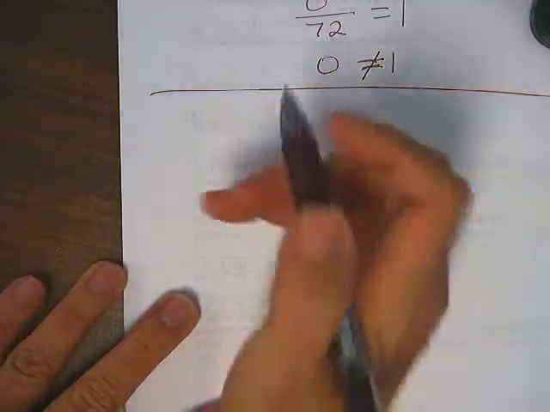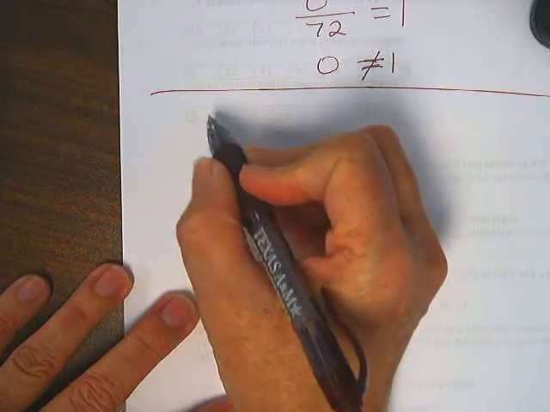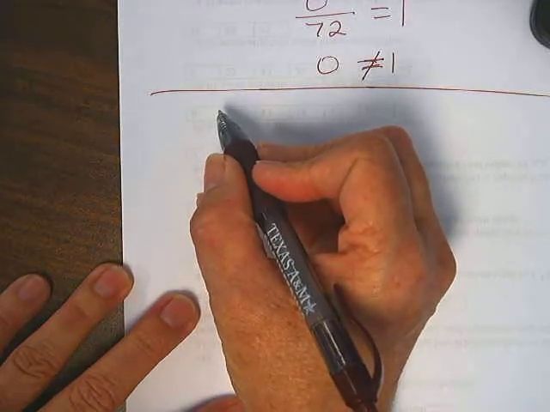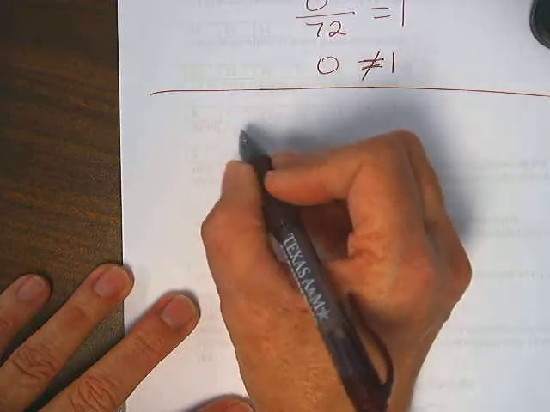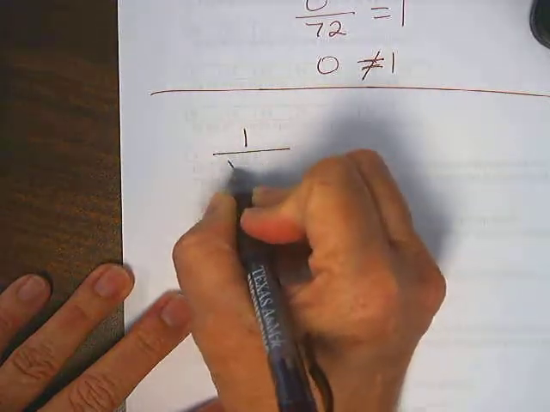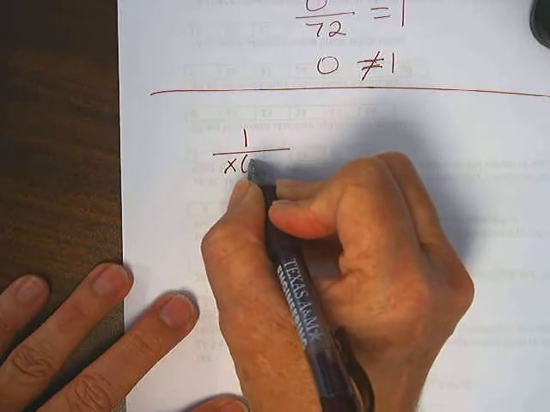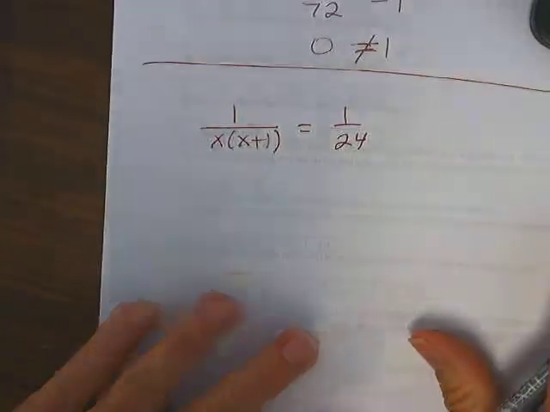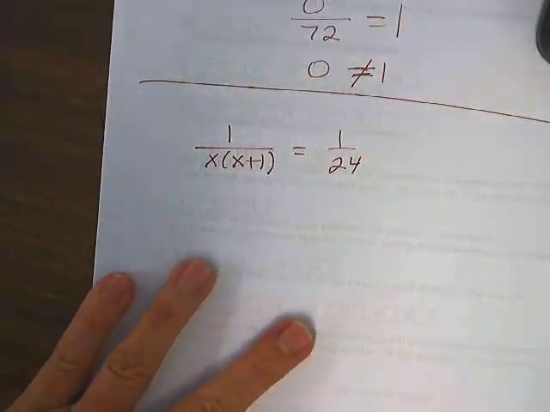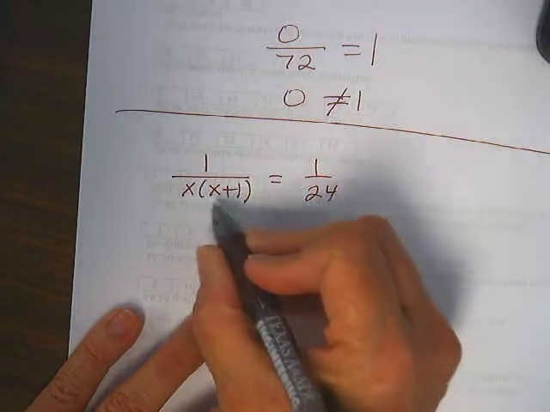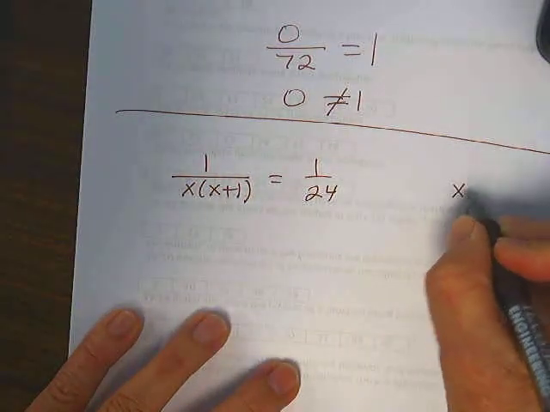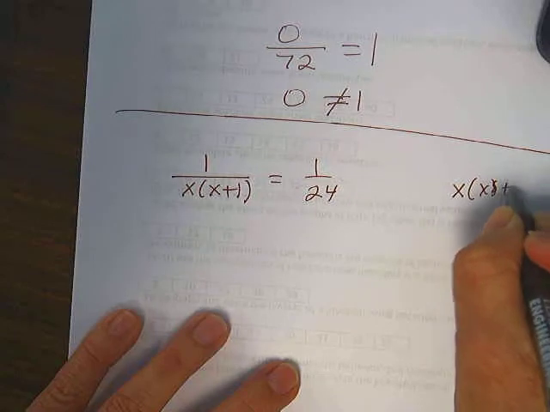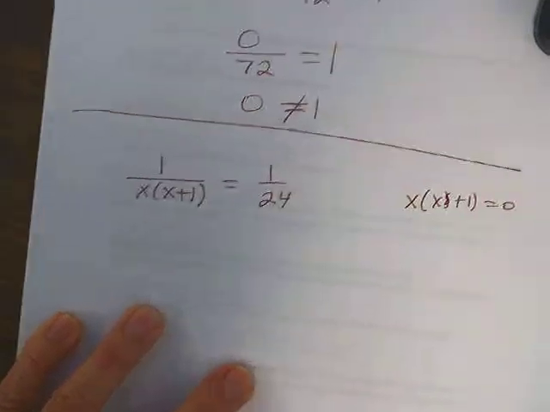Okay, let's take a look at our integer problem. So this was one we set up where we said the reciprocal of the product of two consecutive positive integers equals 1 over 24. And we said that equation was 1 over x times x plus 1 equals 1 over 24. Now since I have a variable in the denominator, I need to check for restricted values. So that means I need to set that equal to 0. X times x plus 1 equals 0.